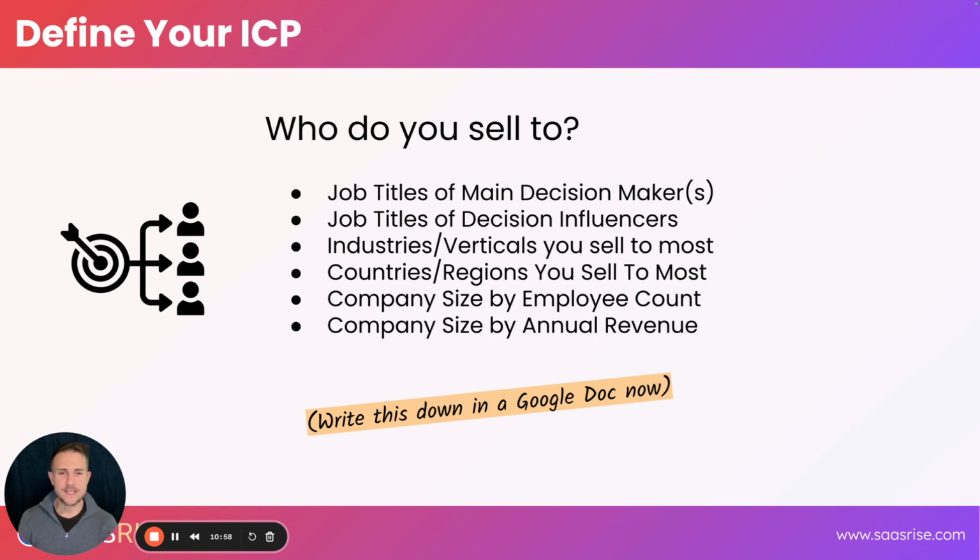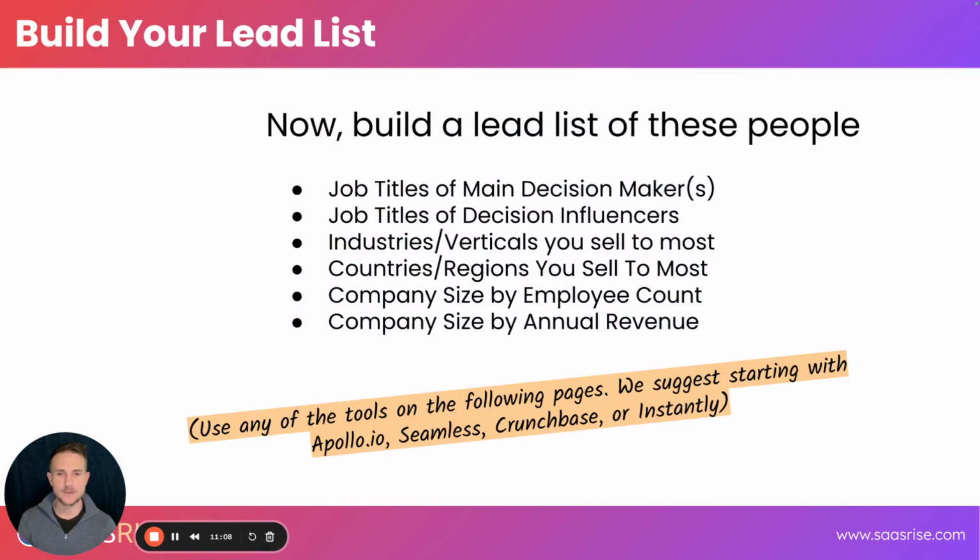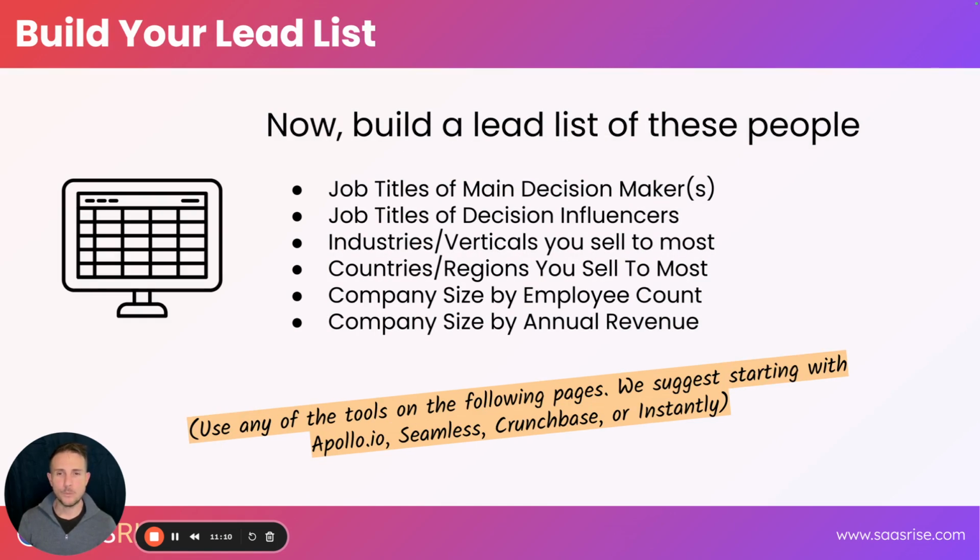And then write down the industries and verticals you sell to most, the countries and regions you sell to most, the company size by employee count that you tend to sell to, and the company size by revenue. That's the beginning of developing your ICP. So once you've written all this down, then you're going to want to use any of the tools on the following pages. These are called lead prospecting tools to build your ABM lead list. I suggest starting with Apollo.io, Seamless, Crunchbase, or Instantly.